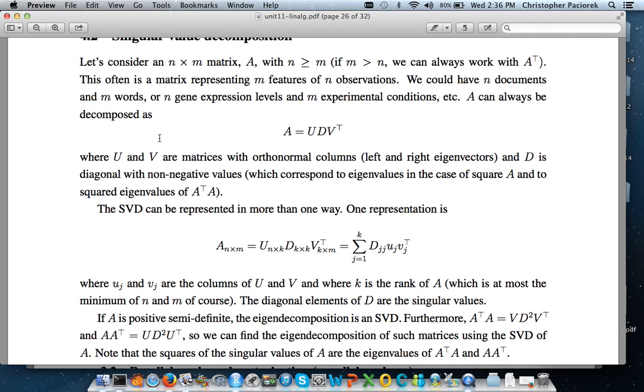So I guess that's a fair point: if we have n documents and m words, would we ever have a case where k would actually be less than m unless we did this sort of thresholding procedure? Maybe not. Anybody have any thoughts about that?